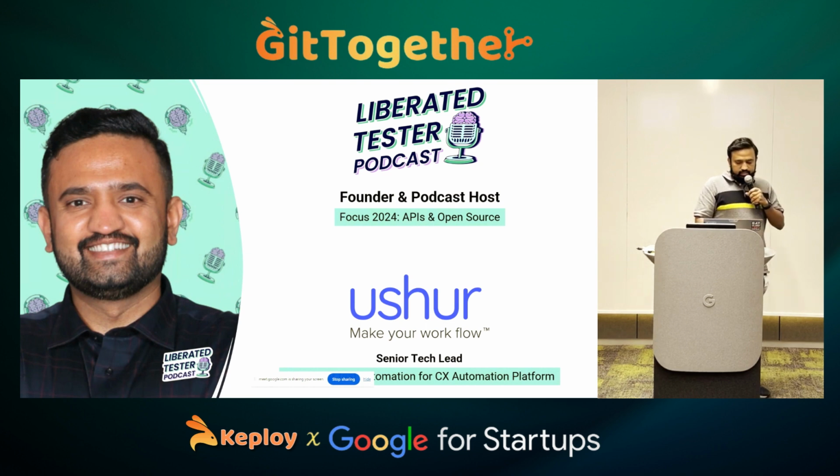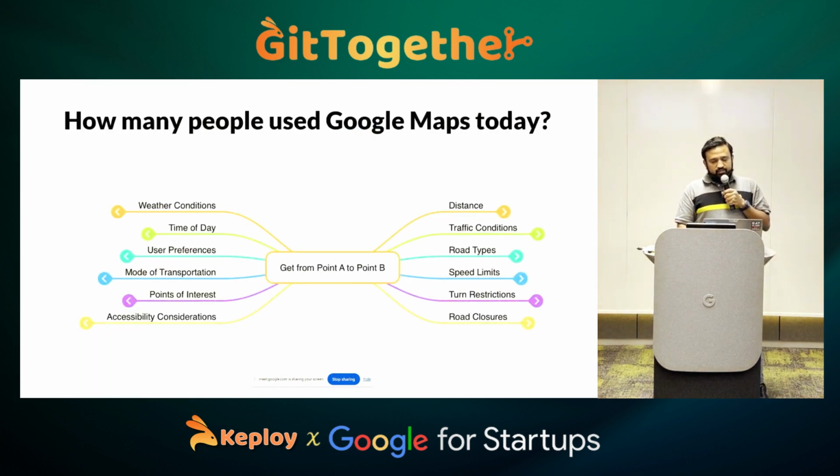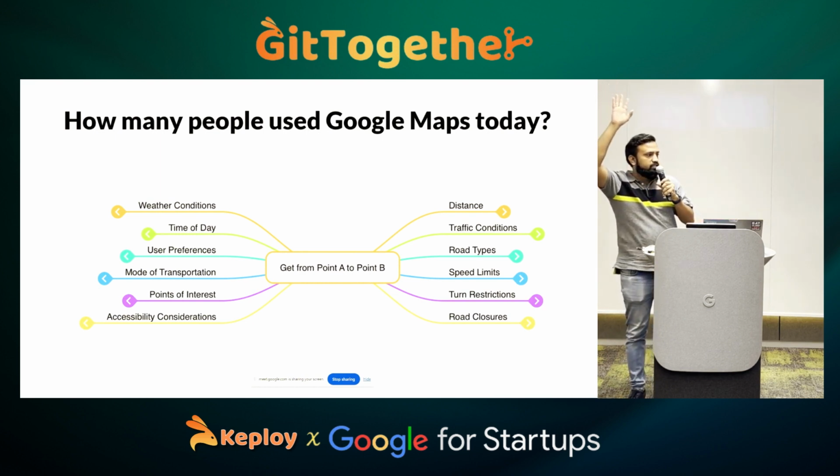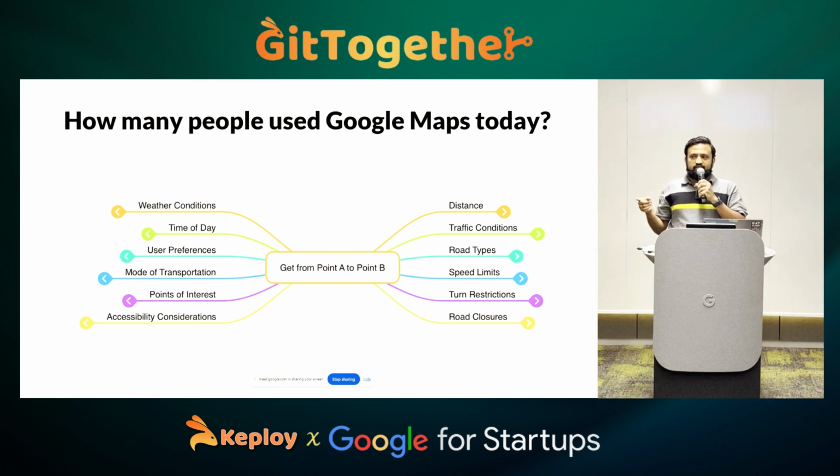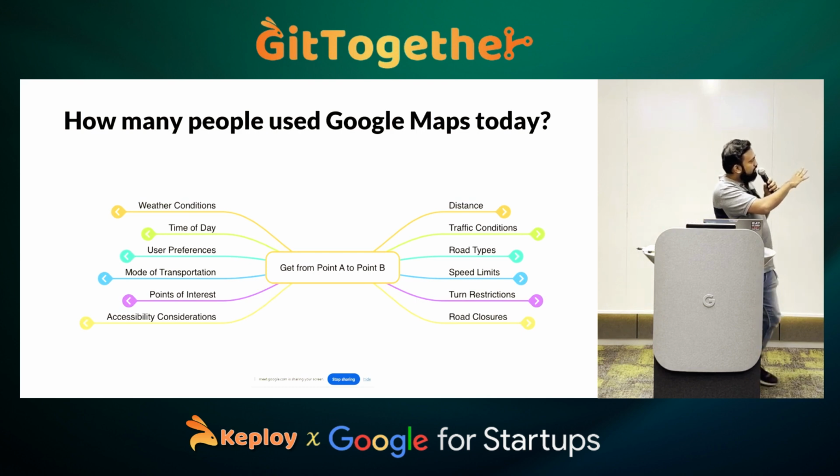How many people use Google Maps today? Show of hands. Everyone, right? So these are the parameters that Google needs. They can validate it, but they don't disclose it, by the way. I tried Googling it. They don't disclose what parameters they use. But these are some of the high-level parameters that they might use.